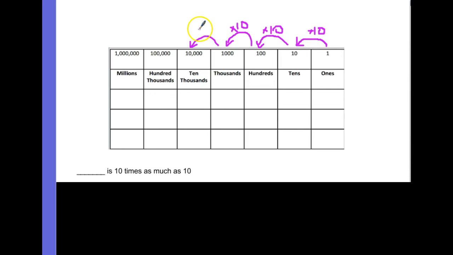It would be 10,000. So if you see the pattern here, every time I'm moving up a place value, it's because it is being multiplied by 10. It is 10 times greater here than it was here.